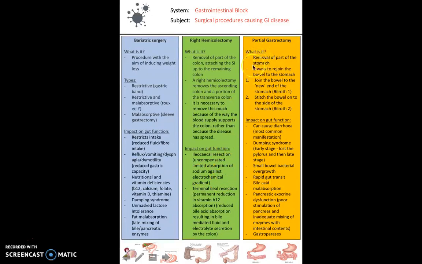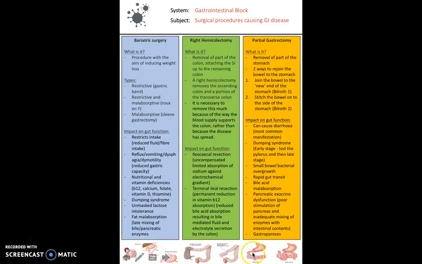A partial gastrectomy then, so this is a removal of part of the stomach, and you can do this in 2 ways to rejoin the remainder of the bowel to the remainder of the stomach. So you can join the bowel to the new end of the stomach, so if you're taking away that end pylorus part, you can join the bowel to the new end of the stomach, so this is a Billroth 1 technique. Alternatively, you can stitch the bowel onto the side of the stomach. This is a Billroth 2 technique, and there are 2 images at the bottom here which demonstrate this.